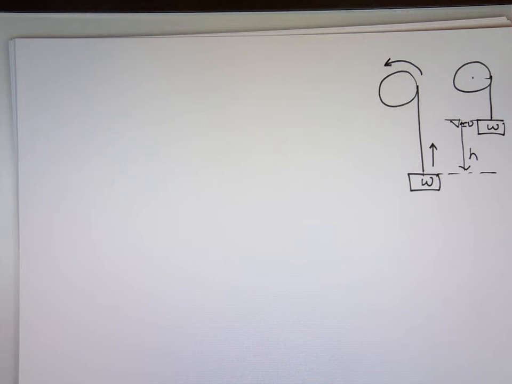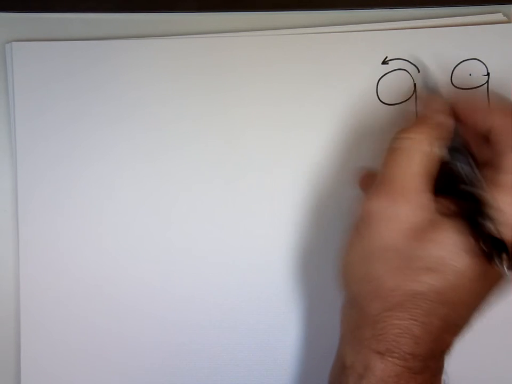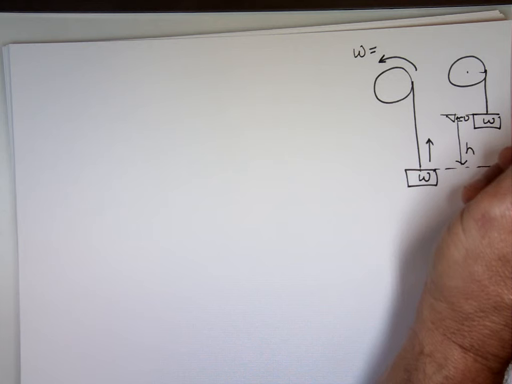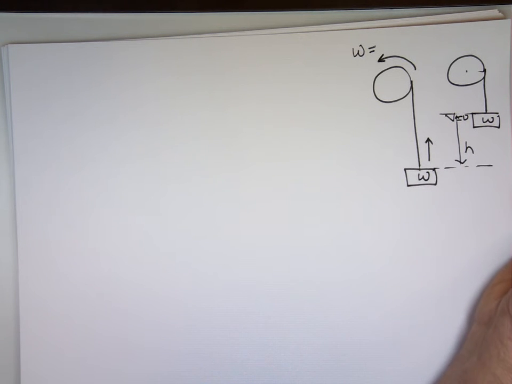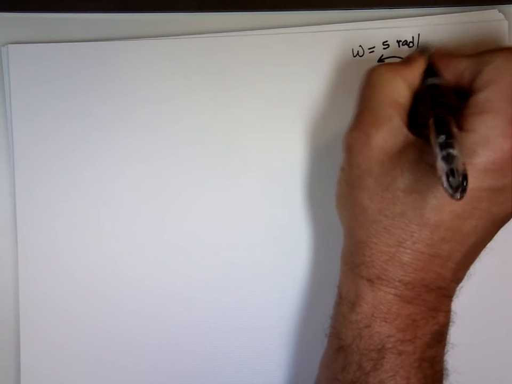You want to give them some numbers? Let's go. Let's give them some numbers. How fast was this spinning? And let's say counterclockwise, spinning this way. W is what? Want to pick a number? 5 rad per second. Okay.